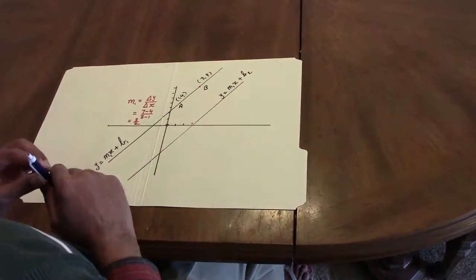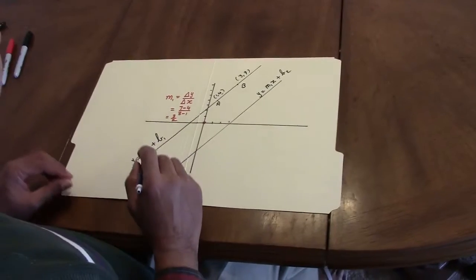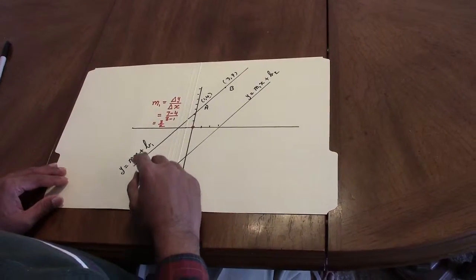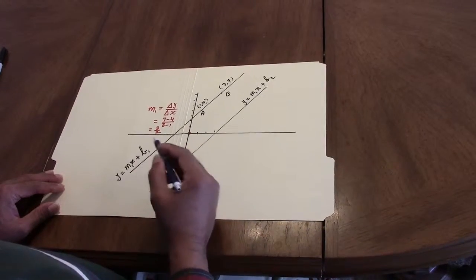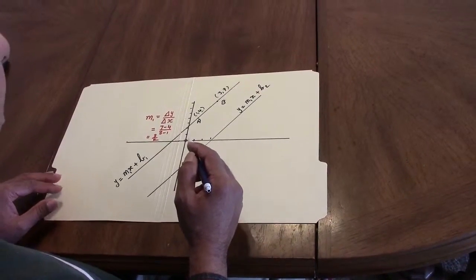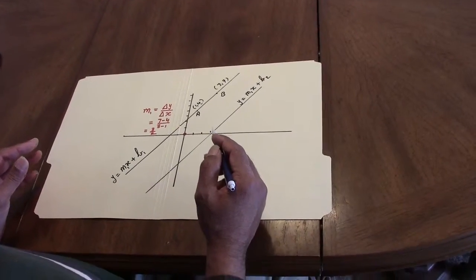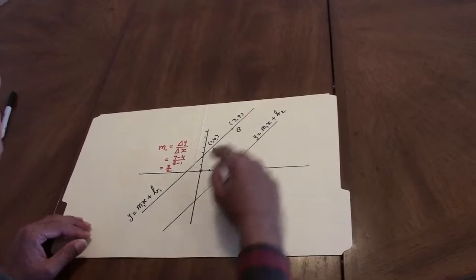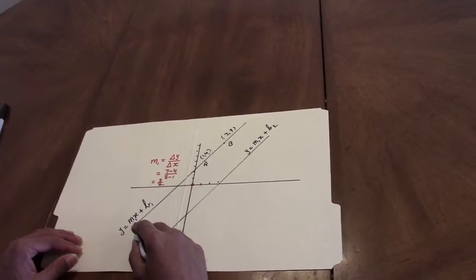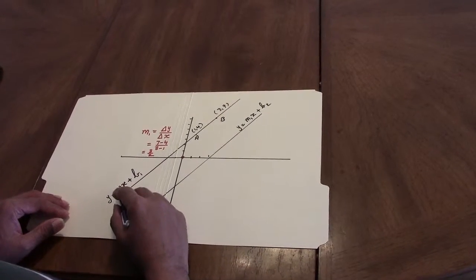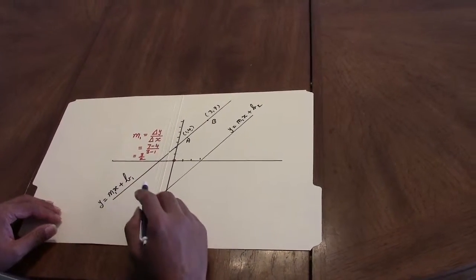The equation of a straight line in its standard form is y equals mx plus b, where m is the slope of the line and b is the intercept on the y-axis. But what does all this mean? Let's consider this straight line y equals m1x plus b1, where m1 is the slope and b1 is the y-intercept.